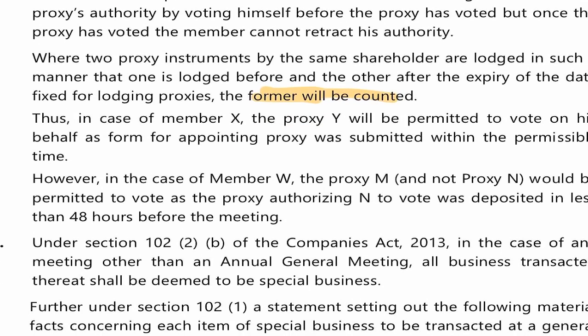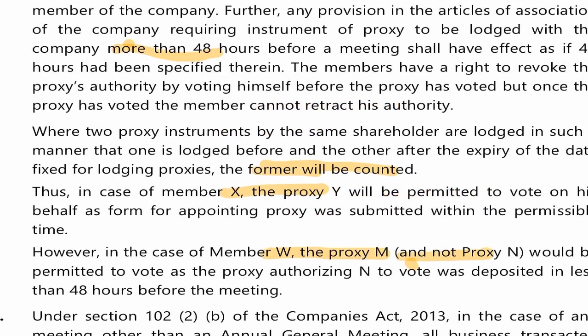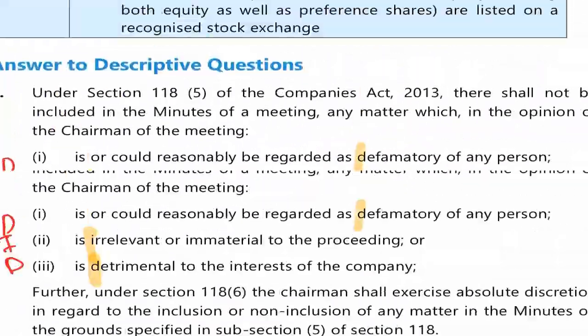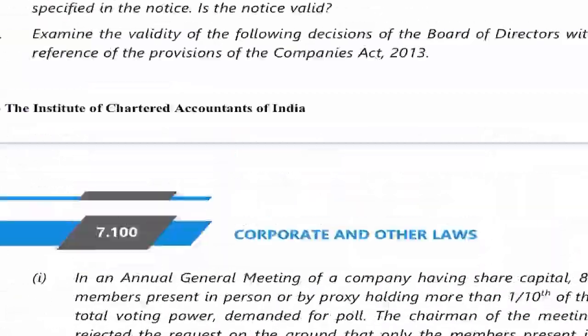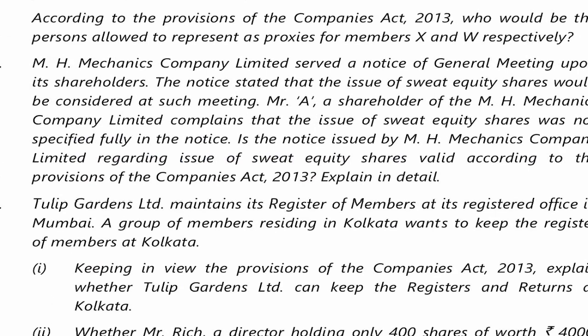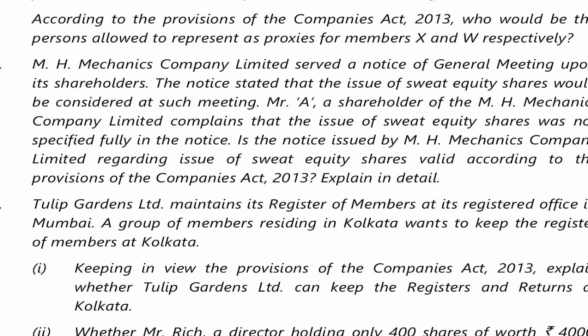Thus, in case of member X, the proxy Y will be permitted to vote on his behalf, as form for appointing proxy was submitted within the permissible time. However, in case of member W, the proxy M and not proxy N would be permitted to vote, पढ़ ही लेना, as the proxy authorizing N to vote was deposited in less than 48 hours before the meeting. ऊपर आने का ऊपर। समझा ना तुमको ये?